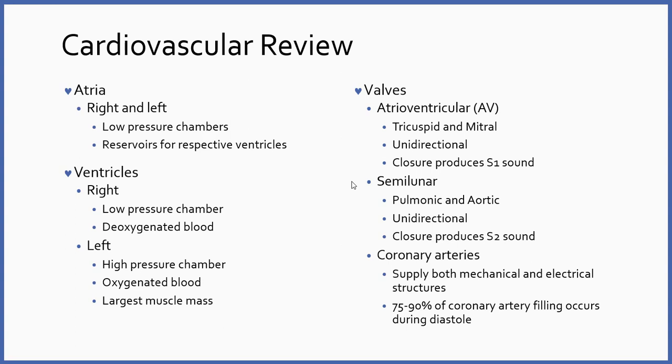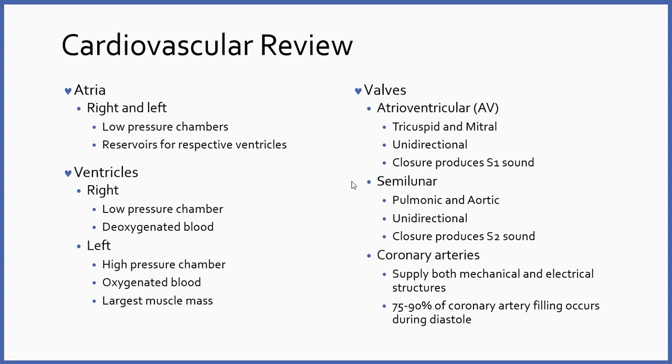We also have valves that keep blood moving in a forward direction. We know that the atrioventricular or AV valves are the tricuspid and mitral valve. When you're listening to the heart and you're listening to lub-dub, our S1, S2, we know that the lub, the S1 sound, is produced by closure of the tricuspid and mitral valves. The semilunar valves are the pulmonic on the right and the aortic on the left. Closure of the semilunar valves creates the dub, or that S2 sound, when they close. Now, systole is occurring between S1 and S2.